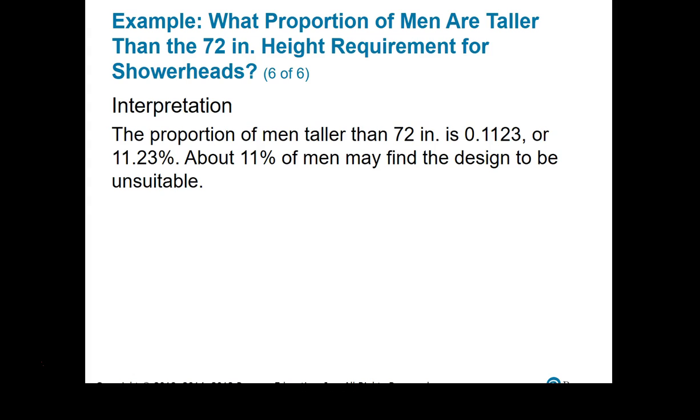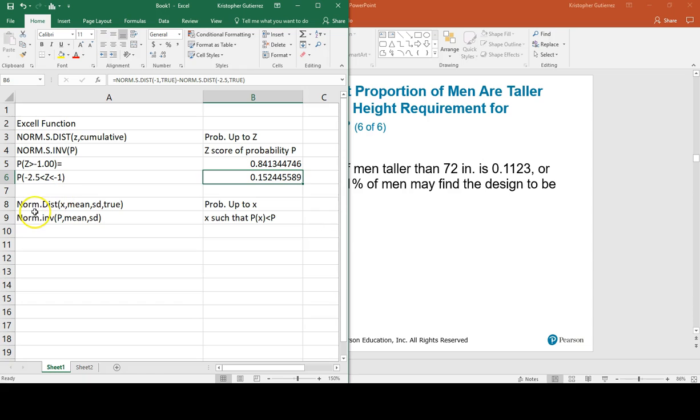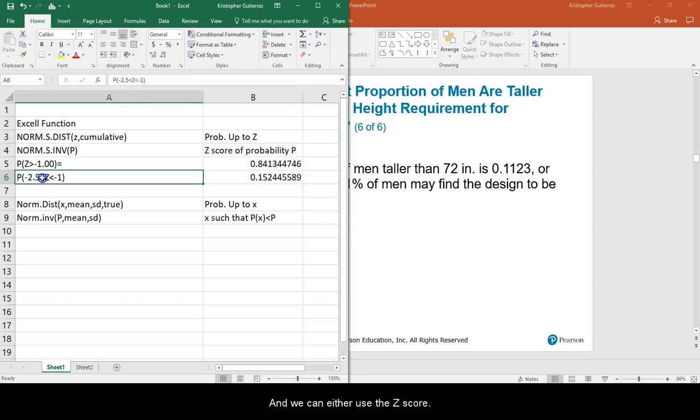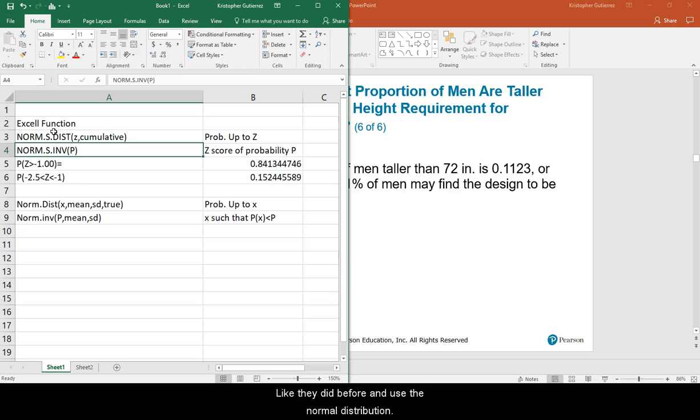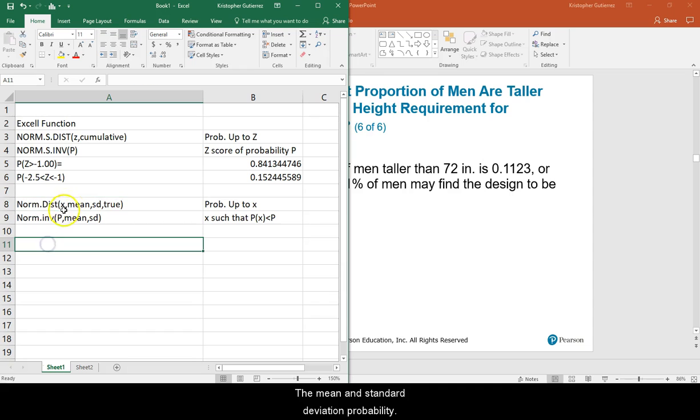Now, let's take a look using Excel. We can either use the z-score like they did before and use the normal z-distribution, or we can use this normal distribution. Notice that this one does not actually have the S here. That means it's not standard. So we can put in a mean and a standard deviation. So I'll go ahead and try to use this one.